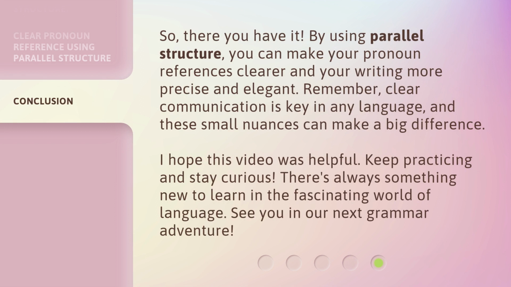So, there you have it. By using parallel structure, you can make your pronoun references clearer and your writing more precise and elegant. Remember, clear communication is key in any language, and these small nuances can make a big difference.